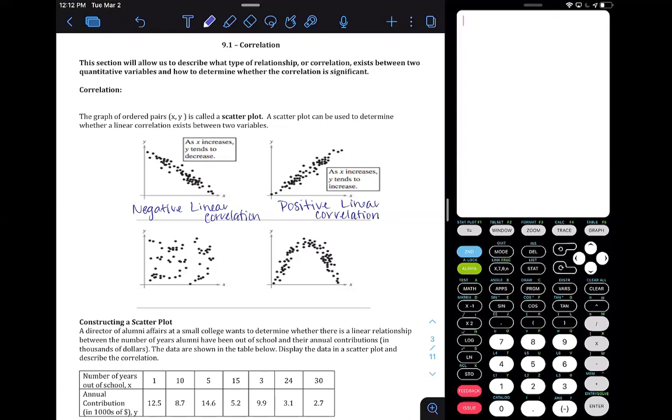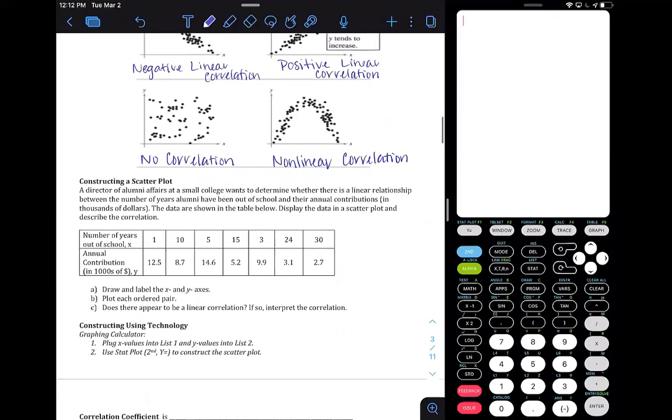The third one, they're just all scattered everywhere. This is called no correlation. And then the fourth one is nonlinear correlation, because that's a parabola, which would make it quadratic. We're only going to focus on linear.